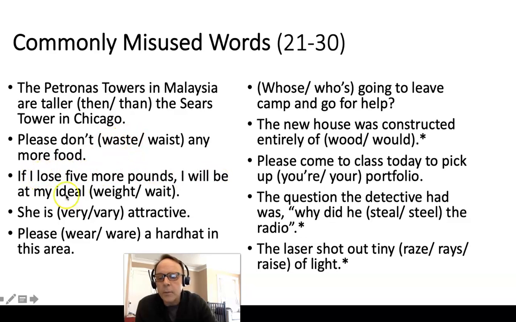If I lose 5 more pounds, I'll be at my ideal weight. So this is waiting for something to happen. Time is ticking, right? And this is actually pounds, right? Or kilos or whatever, weight.